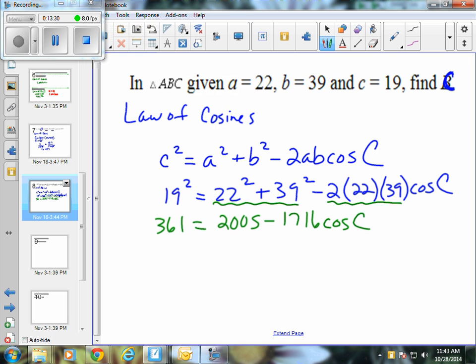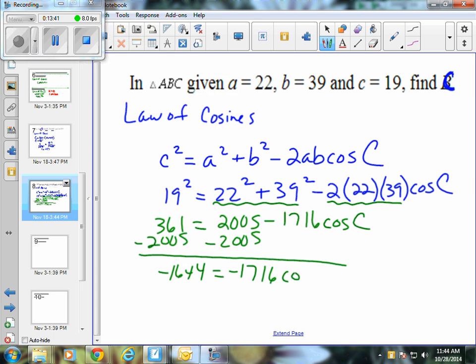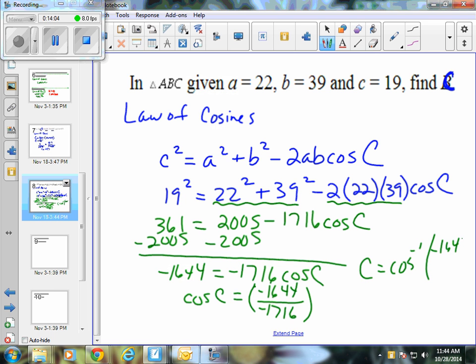Now be careful in order of operations. You subtract the 2005 next, which gives you a negative 1644, then divide by the negative 1716, and you get your cosine of c is equal to that ratio, and then we're going to take the inverse. So go ahead and type that in here. I don't even simplify it, I just go ahead and type it in as is. So the cosine of c would be that. So inverse cosine would be angle c. So the inverse cosine of that ratio turns out to be 32.9 degrees.